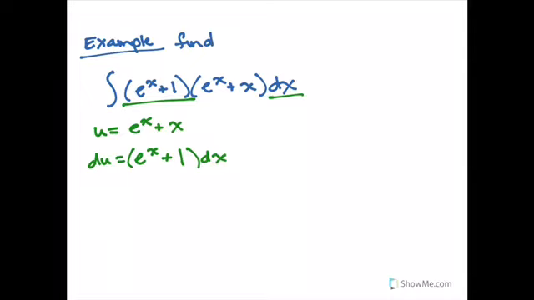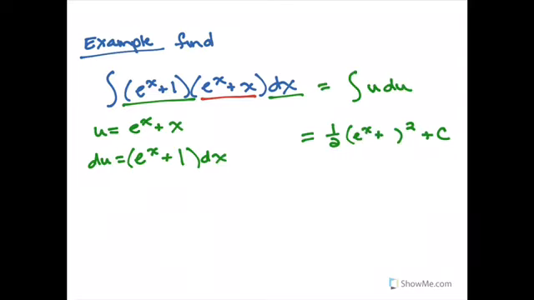So this is going to become the integral of u du. Do you see that? I replaced e to the x plus x with the u, and the du was right there in the problem. So the antiderivative of this would be 1/2 u squared, and we back substitute e to the x plus x in there.